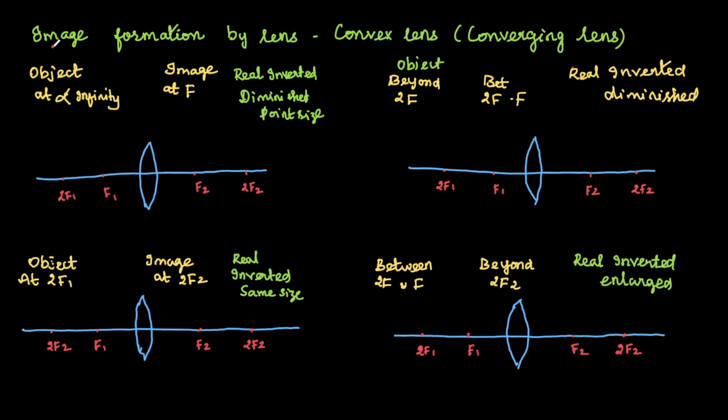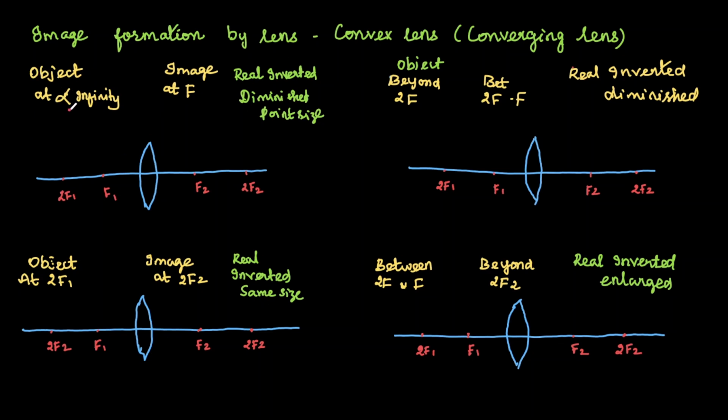So let us draw the ray diagram and locate the image formation by the lens. First, it is a convex lens. Convex lens is a converging lens. So by following the rules for the ray diagram, we have to draw the ray diagram and locate the image.